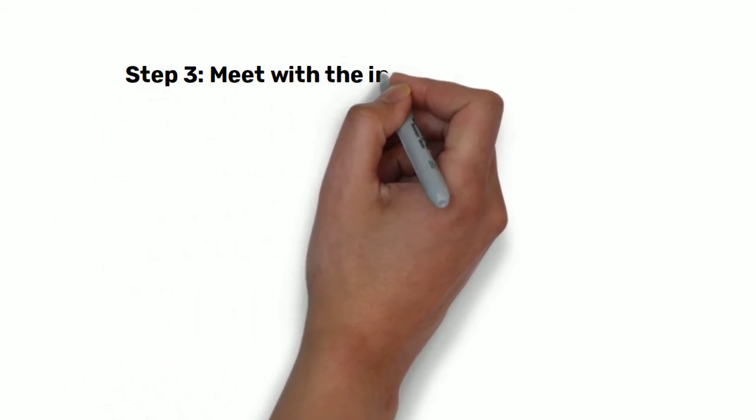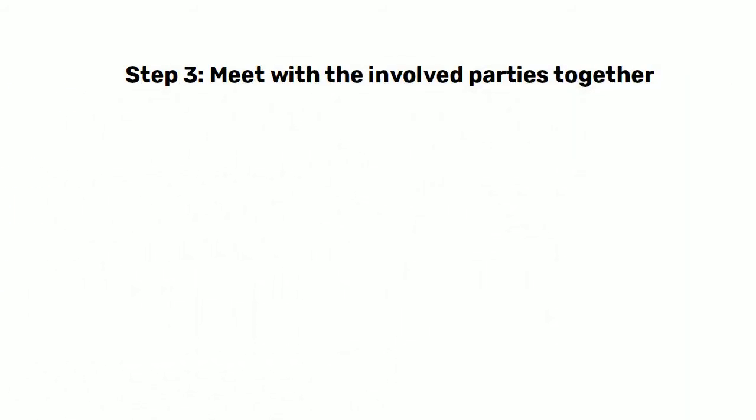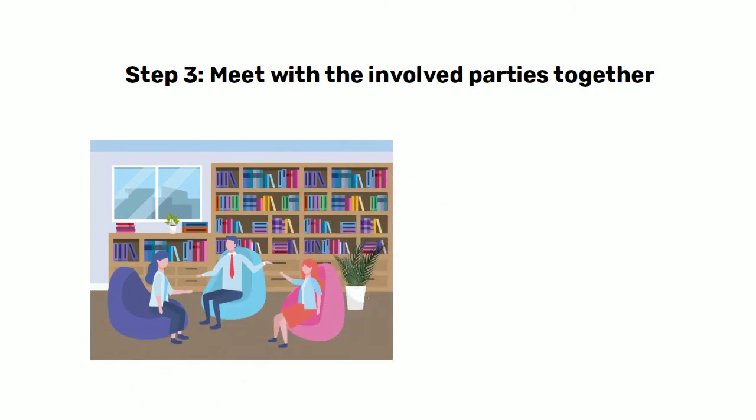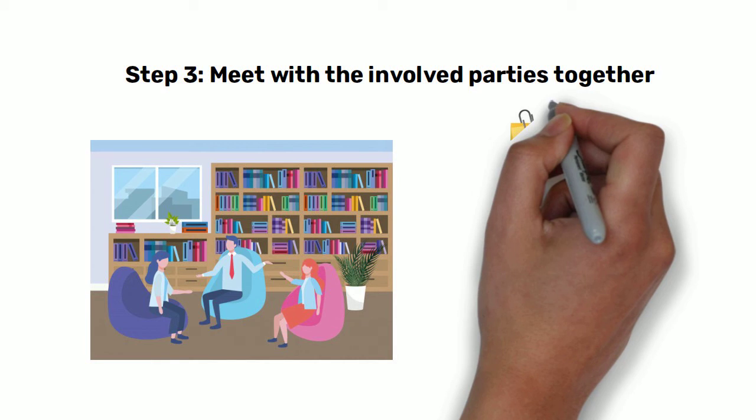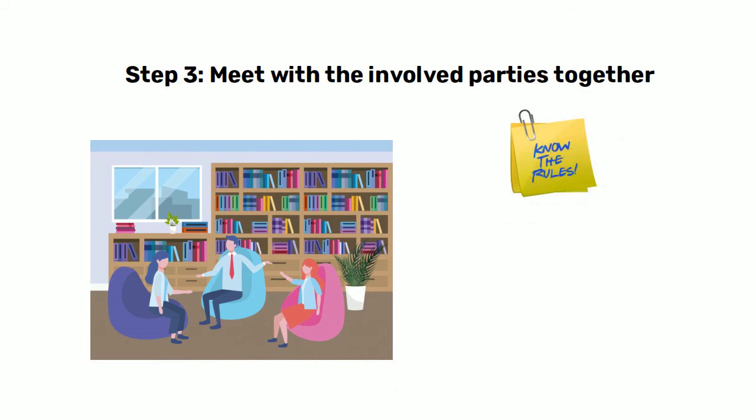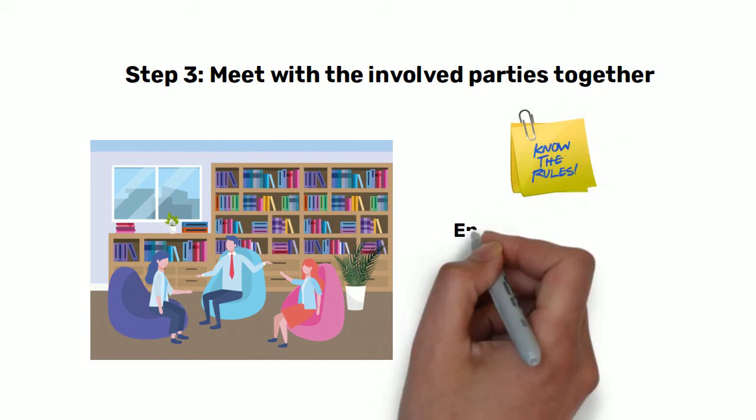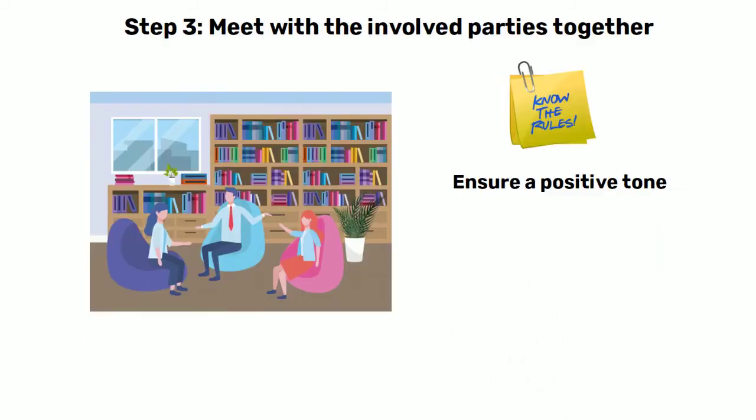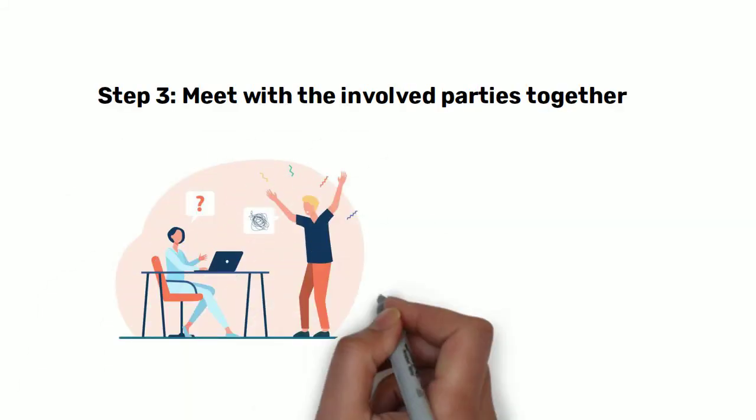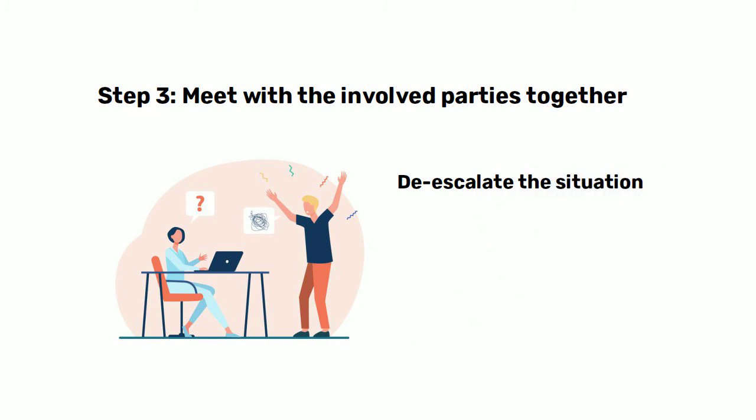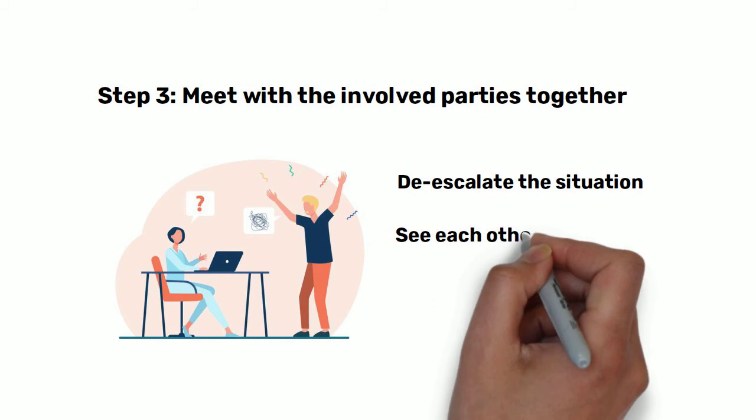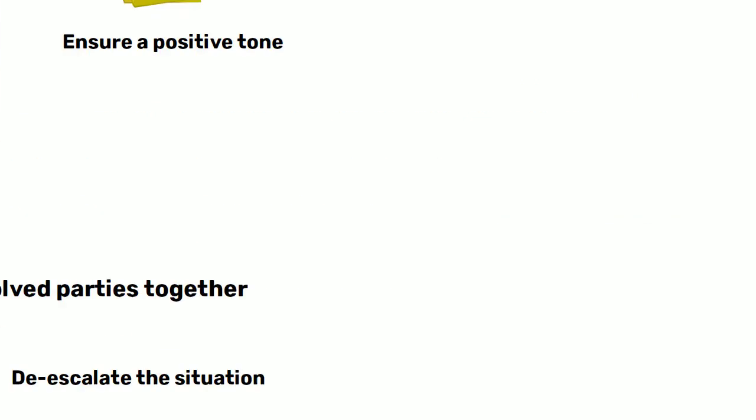Step 3. Meet with the involved parties together. You may want to wait a few days between the individual meetings and the joint meeting so that everyone has time to process their thoughts first. Once you meet together, remind participants of the ground rules. Allow each participant to express themselves, ensuring that the overall tone remains positive. If the tone becomes too contentious, try to de-escalate the situation and bring the conversation back to the issue at hand. Encourage each party to see the situation from the other's point of view.